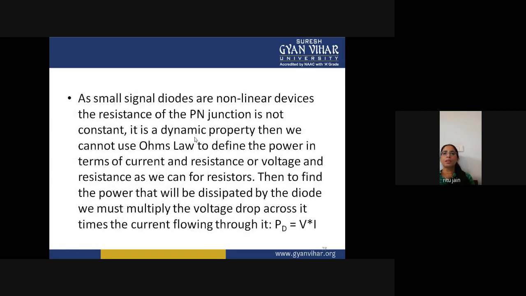As small signal diodes are non-linear devices, the resistance of the PN junction is not constant. So it is a dynamic property. Then we cannot use Ohm's law to define the power in terms of current and resistance or voltage and resistance, as we can for resistors. So to find the power dissipated by the diode, we must multiply the voltage drop across it times the current flowing through it. So power dissipation across the diode, PD, is equal to V into I.